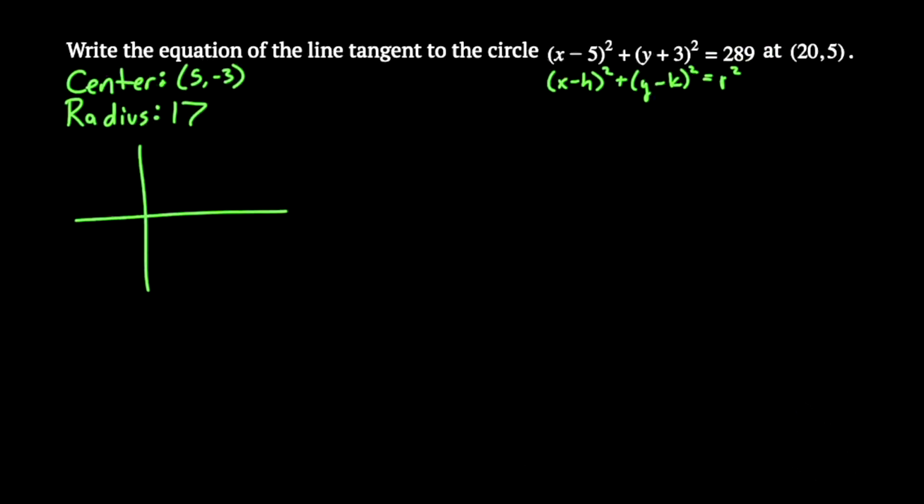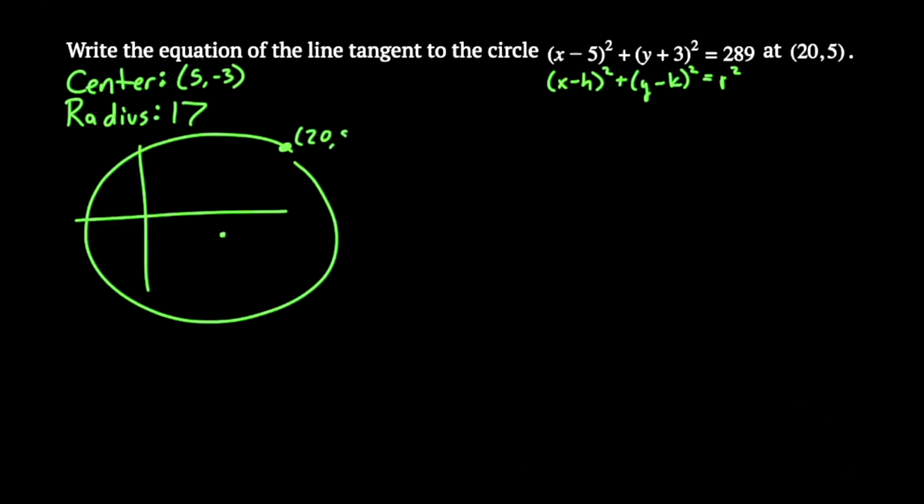So it's at (5, negative 3), maybe it's over here, and the radius is 17, so it's a pretty big circle. And we're looking at the point (20, 5), so that's probably like here. This is terribly not to scale at all. But we could label this (20, 5), and the center was (5, -3). So this helps me get an idea of how to find the slope of this radius.